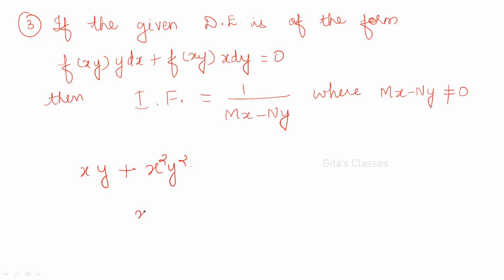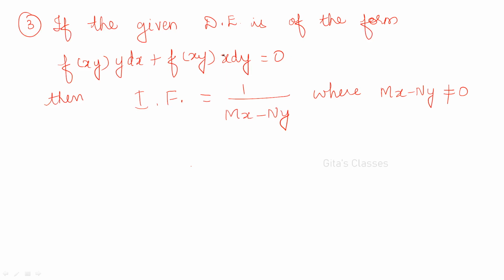x squared y squared means what? xy the whole squared, right? Similarly, you can have sine of xy, cos of xy, log of xy, or sine of x squared y squared. Whatever the function may be, it should be of the form xy. Then it is said to be in the form f of xy, and you should have one f of xy into y dx, and the second one should be x dy equal to 0.